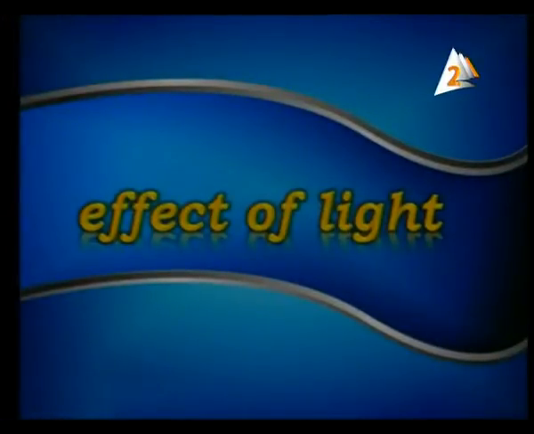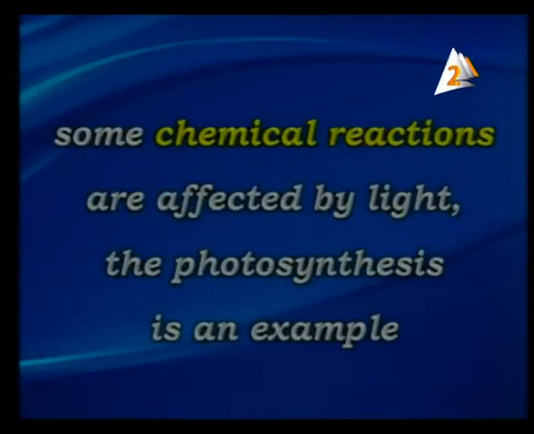Effect of light. What is the effect of light here? The light here is another factor that the reaction depends on. It means some chemical reactions are affected by light. This happens, for example, in the photosynthesis process.